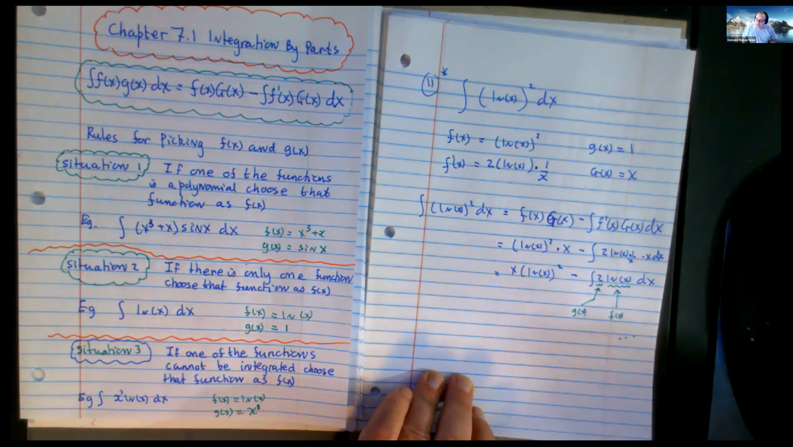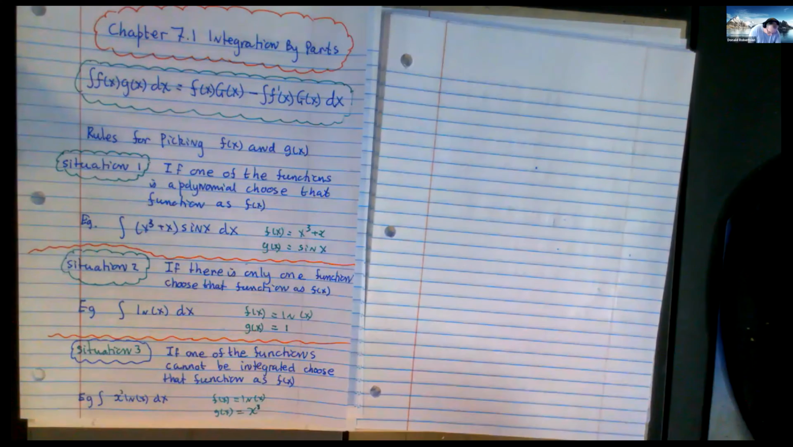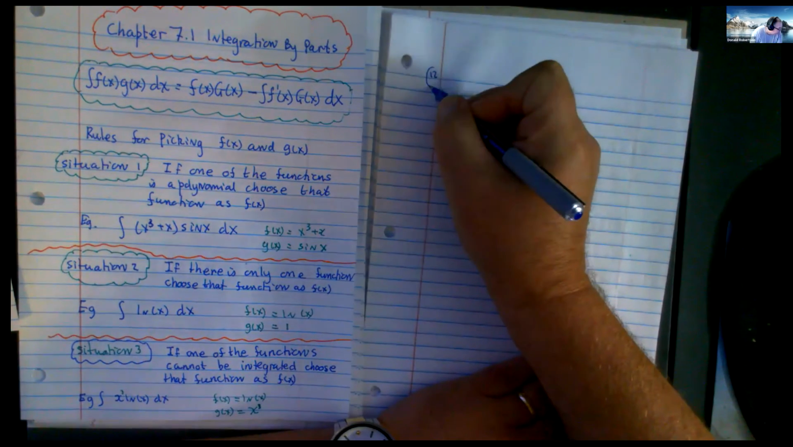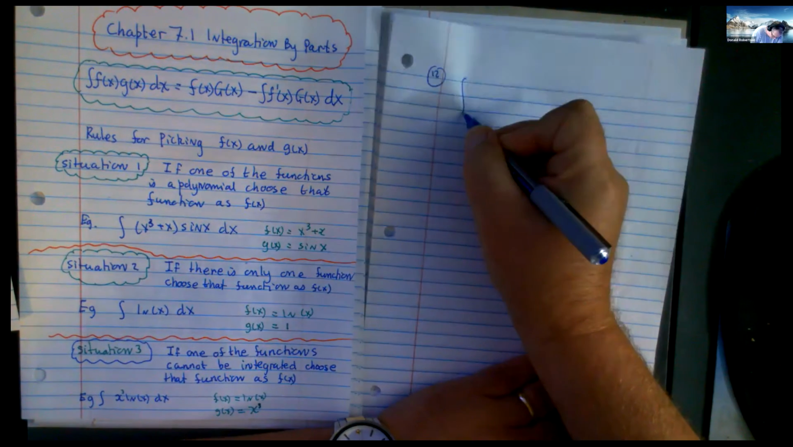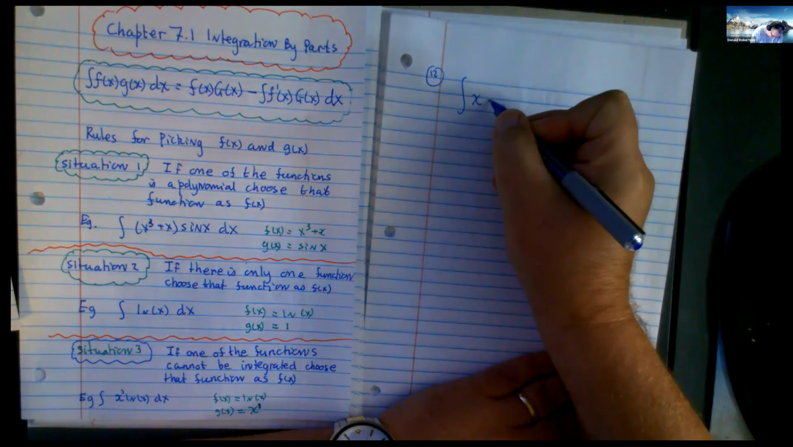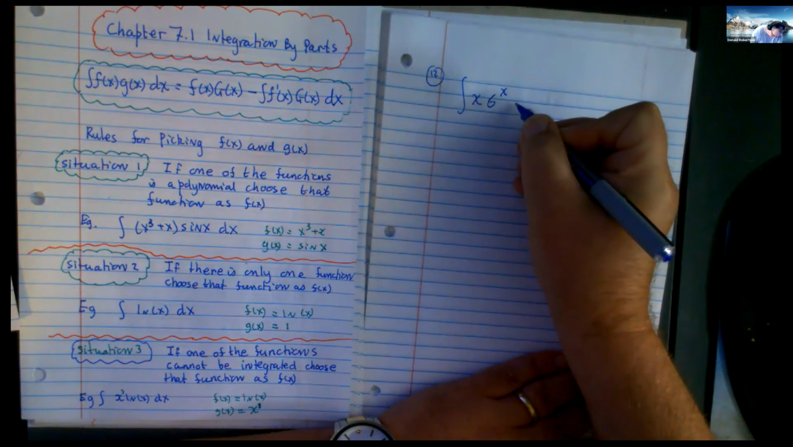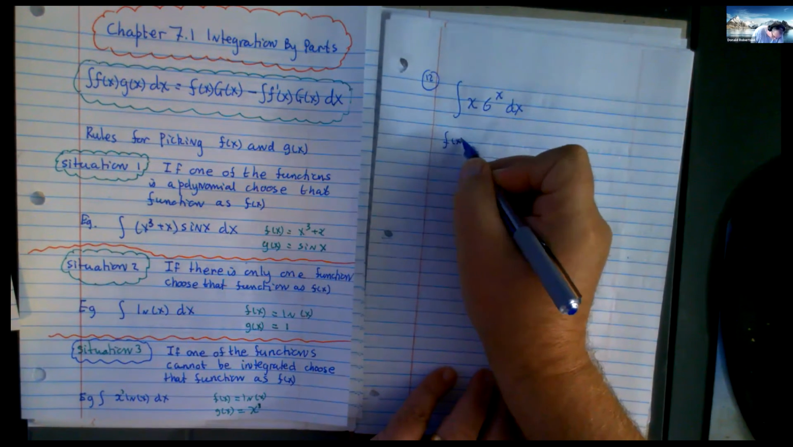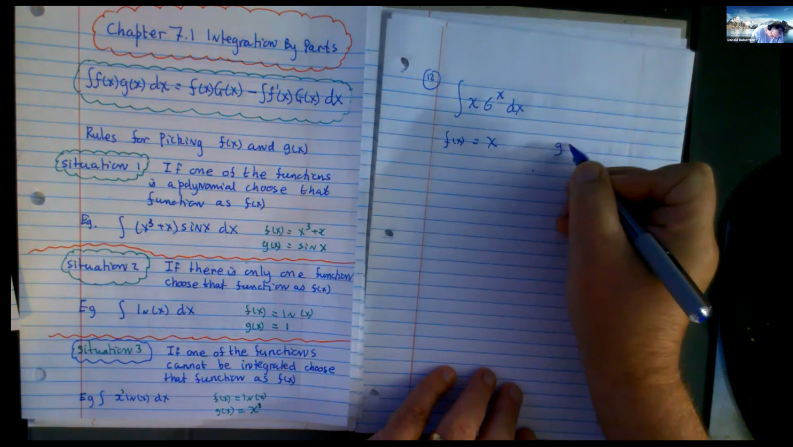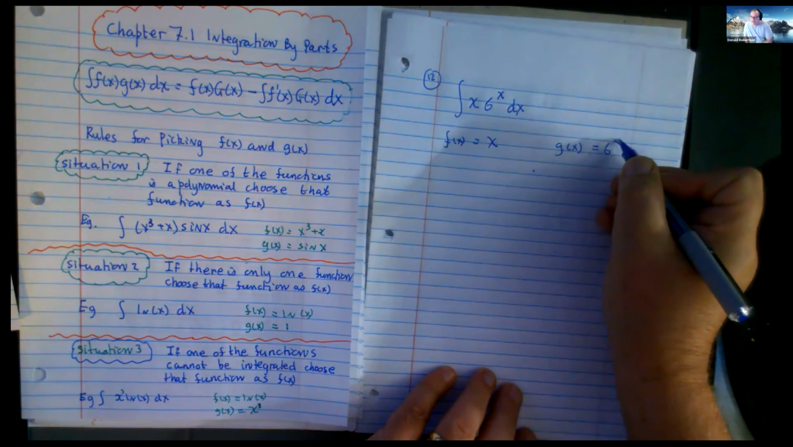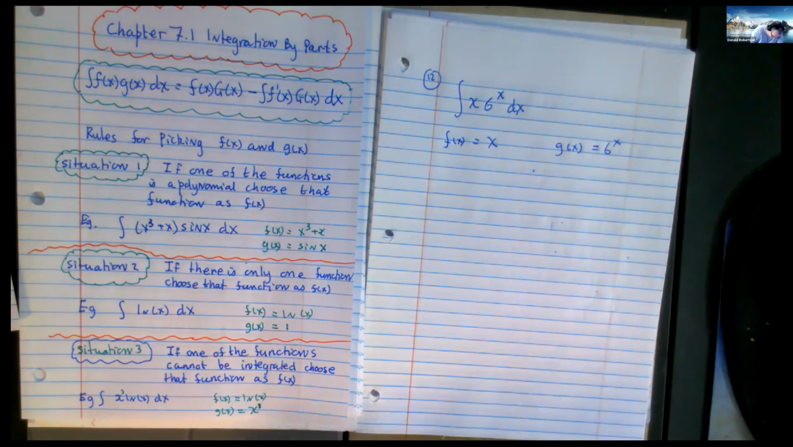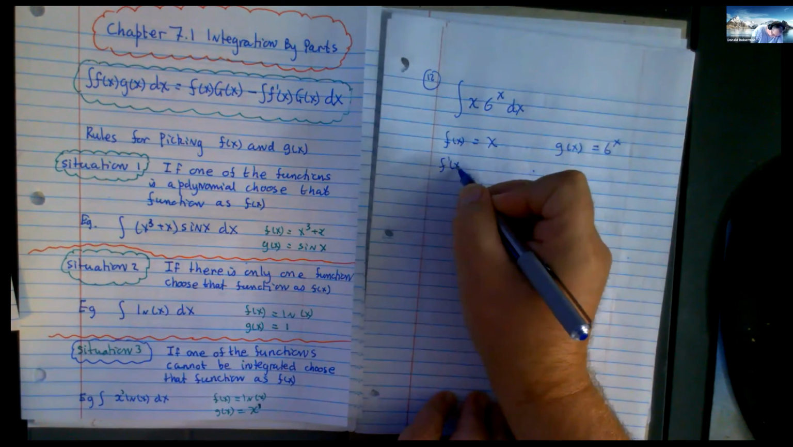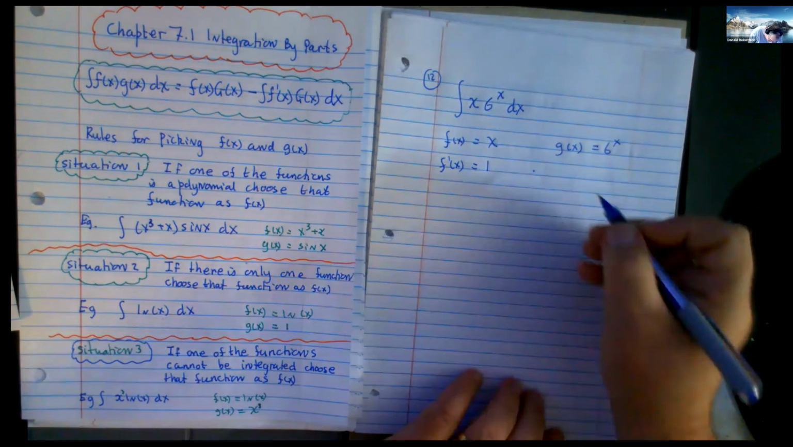Are we good? Any questions? Okay, let's do a version of 12. The integral of x times 6 to the x dx. In this question, the choice of f of x and g of x are actually pretty straightforward. And the derivative of this one is very nice.